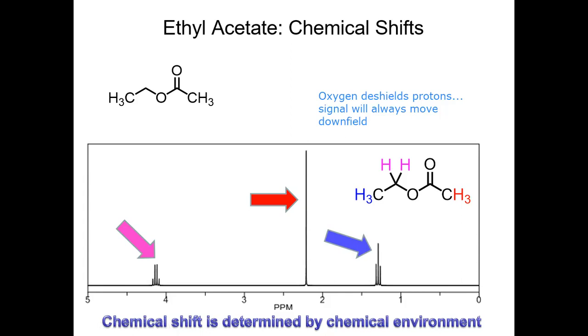So if you de-shield a set of protons, it's going to move the signal downfield, because the electron density around those protons is going to be decreased because of the electronegativity of the atom that they're bonded to or that they're adjacent to.